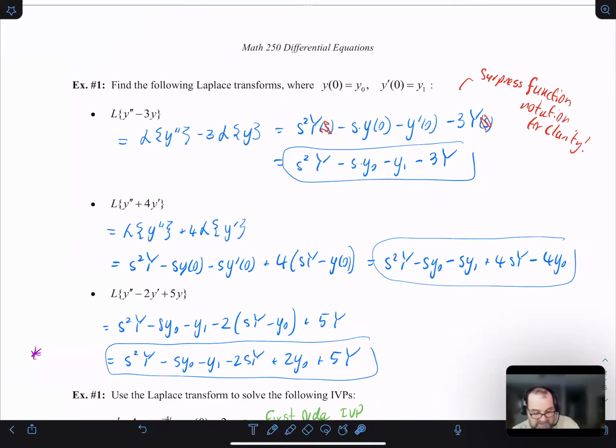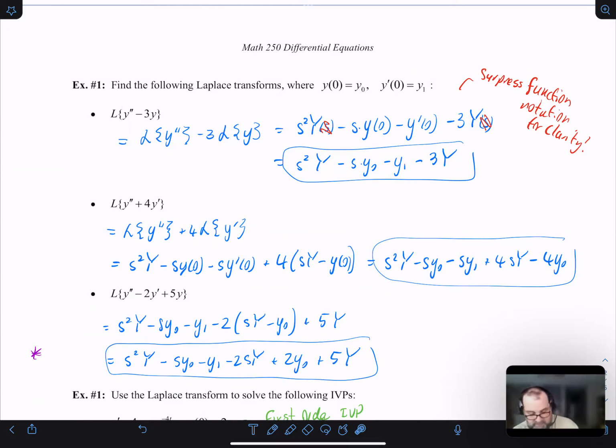And then we just have the Laplace transform of minus 3y, which is minus 3 times the Laplace transform of y. So this would be our expression. We could clean it up and maybe combine like terms. There are, again, big Y's and so on, but that's basically it.